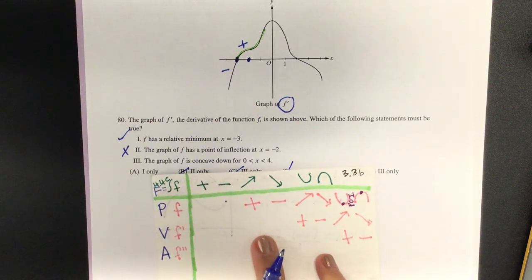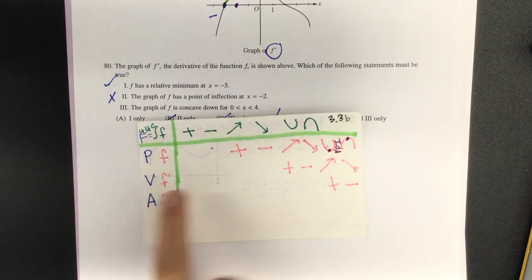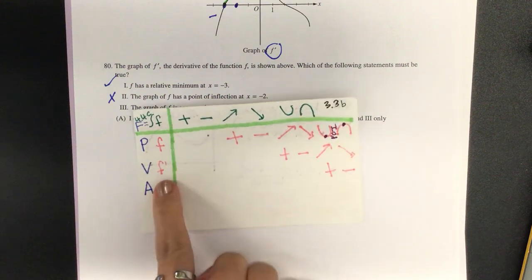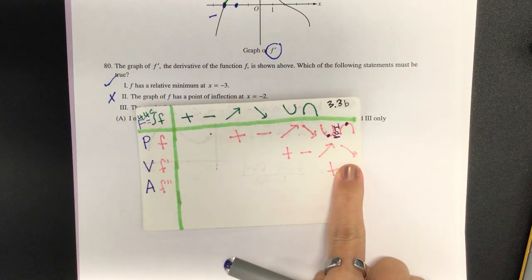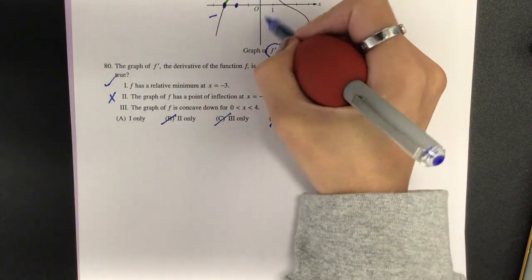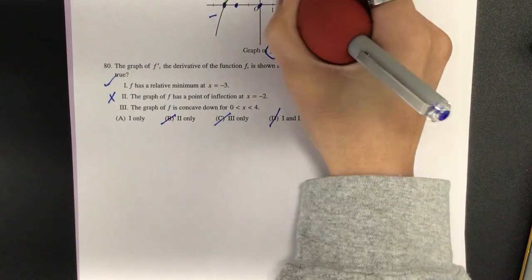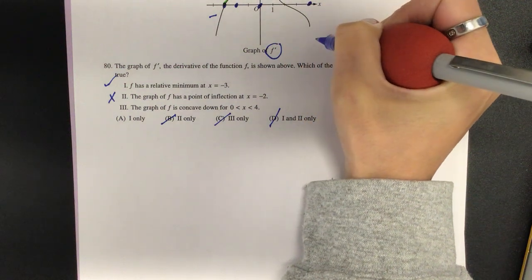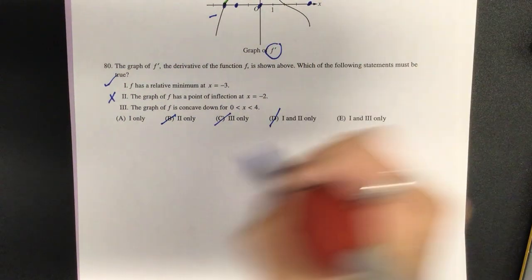The graph is concave down from 0 to 4. So it is concave down when f prime is strictly going down. Do we all see that? Okay? So from 0 to 4. Here's my 0. Here's my 4. I'm going down and I'm going down. Am I strictly going down? So we know that's got to be E.